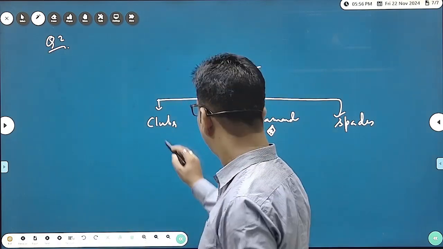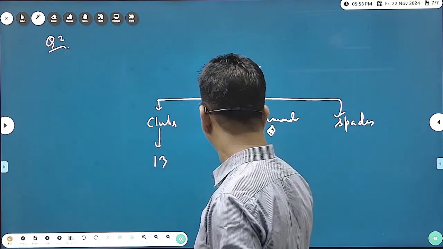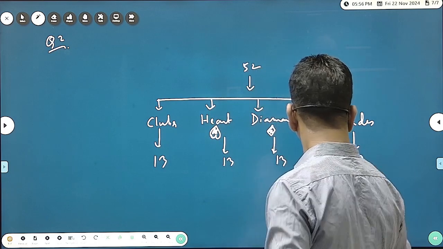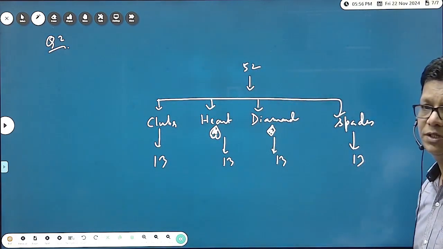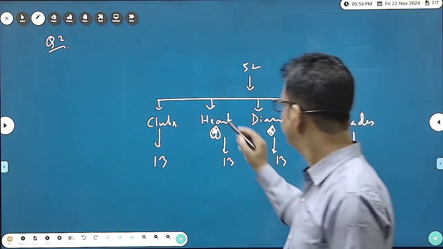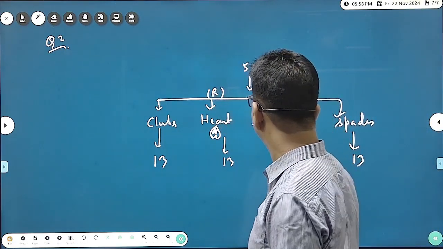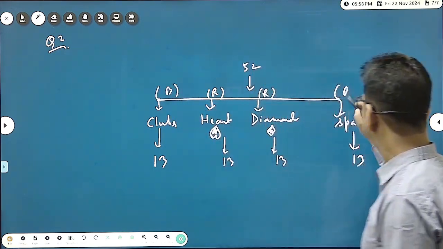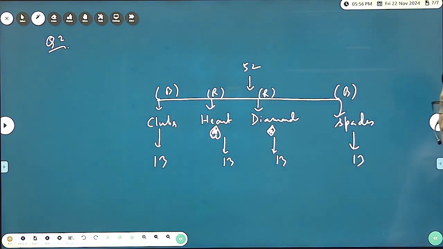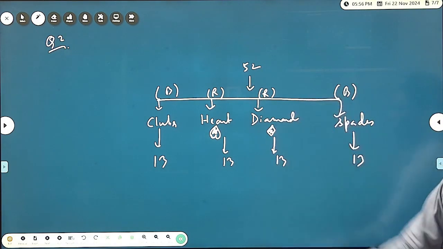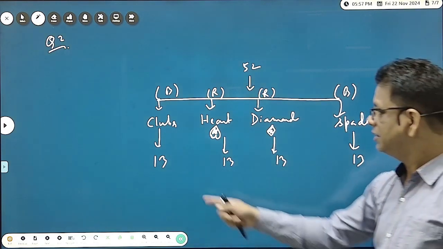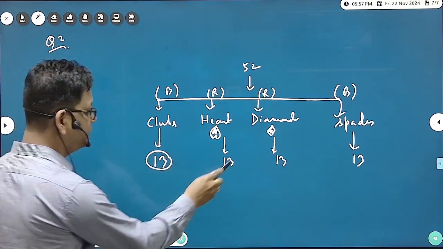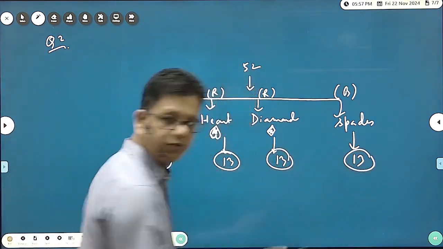Now, each category has 13 cards. This 13, this 13, this is also 13, this is also 13. All 13, because 13 into 4 is 52. Now, which are red? This is red, this one is red. This one is black, so this is also black. Getting it? In each category, the names of the cards are the same. The 13 cards you have, names are not different. All the names are the same. When I share it today, you go through this.